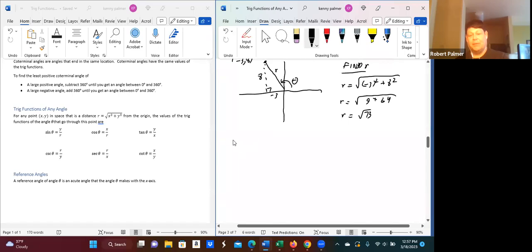All right. So the same thing. The sine of theta is y over r. So y is 8 over r, which is the square root of 73. Now to rationalize, I want to get rid of the radical, in this case the square root, in the denominator. The best way to do it with a square root is to multiply the top and bottom. First, you want to simplify your square root if you can. In this case, we can't. Multiply the top and bottom by the square root.